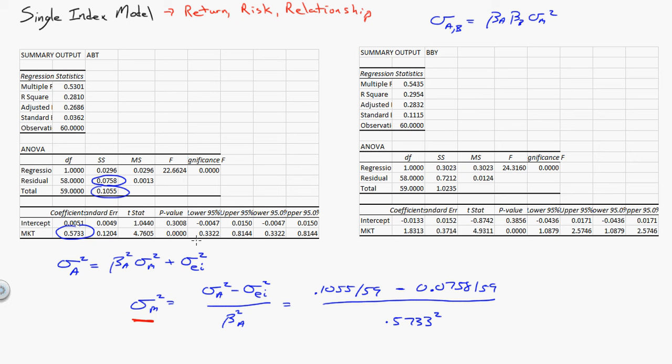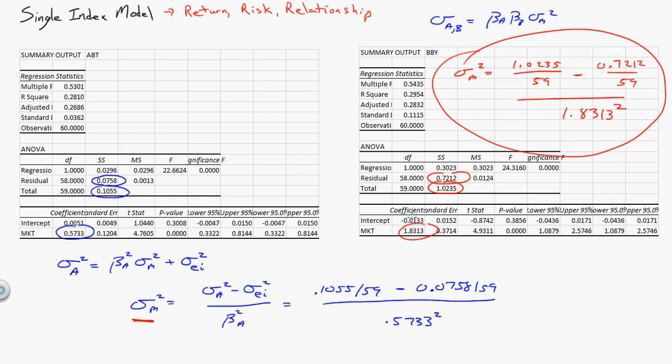You can always check to make sure you're doing this right, because when I use the numbers from Best Buy, the variance of the market, it's the same market, same variance, so the numbers should come out to be the same. I take the total sum of squares here, 1.0235 divided by 59, has to be the same data, you have to have the same dates, of course, minus the residual portion, 0.7212 divided by 59, over the beta 1.8313 squared. So these two numbers, this and this, are the same number, and that's the variance of the market.